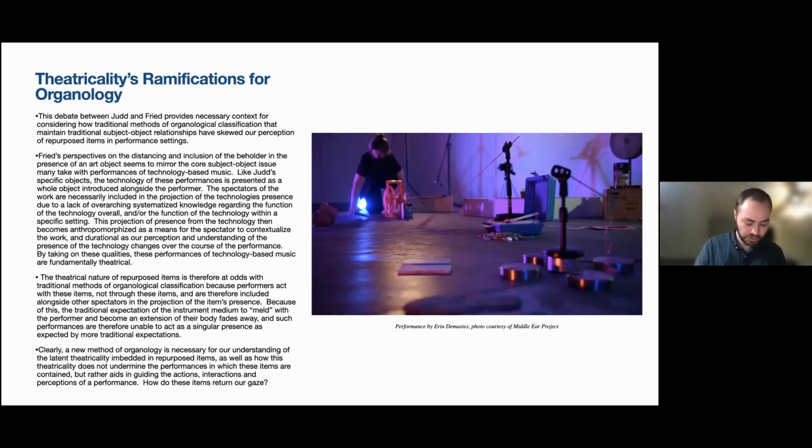But I think what's key here is that this issue only seems to arise if we prioritize the agency of the subject over the objects within this space, and expect the objects to contain their own presence within these works. If we see agency as something that's more distributed, more equally or equitably between subjects and objects within a space, as they both make their contributions to a work, we can see how this sense of theatricality that these objects contain does not undermine the performances in which these items are contained, but rather aids in guiding the actions, interactions, and perceptions of a performance. So there's this question then of how these items return our gaze as we interact with them within these performances or spaces.